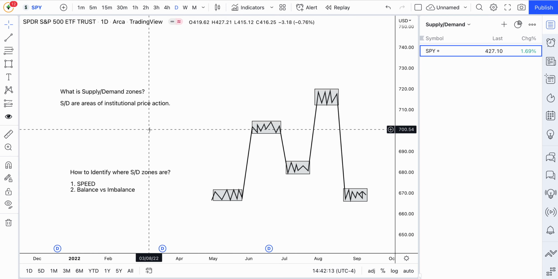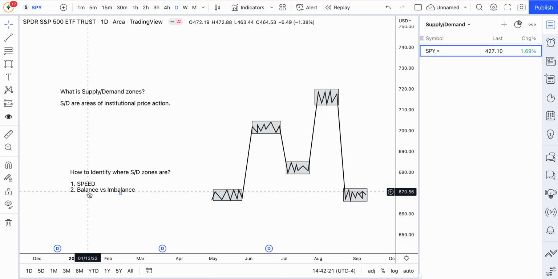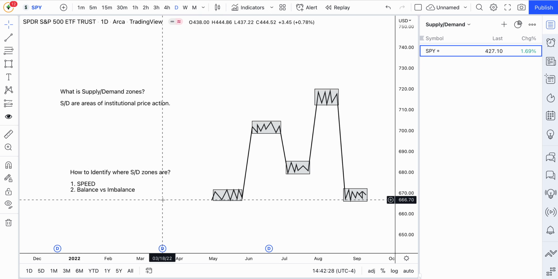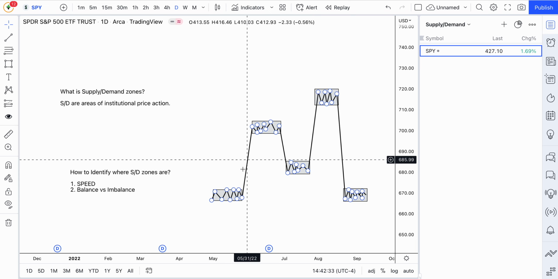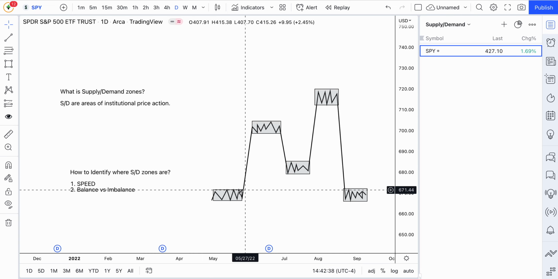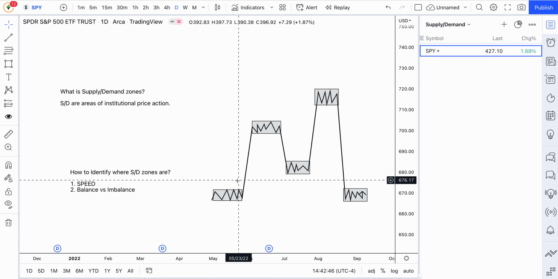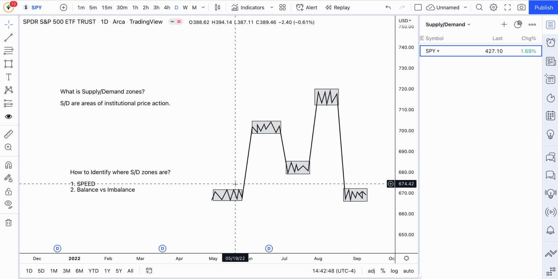So how to identify where supply and demand zones are. Now, before I get into balance versus imbalance, the first thing I want you to notice is what markets are actually like and how they actually work. A lot of them are built off of balance versus imbalance, right? All these gray zones, this right here is an example of what a stock could look like. You have gray zones and then you have these black lines, right? The black lines everywhere is price. This is all price. The gray zones are areas of consolidations.